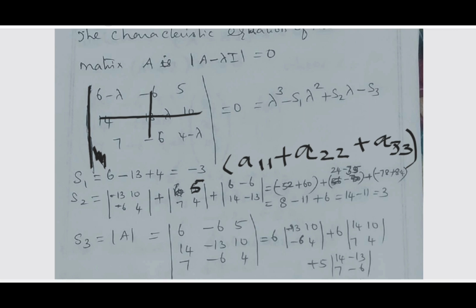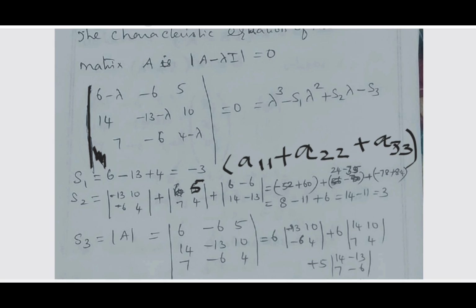Then plus the third one. The third leading diagonal element is 4, so you delete the respective row and column and write 6, minus 6, 14 and minus 13. Now we are going to find these minors' values and then add them.